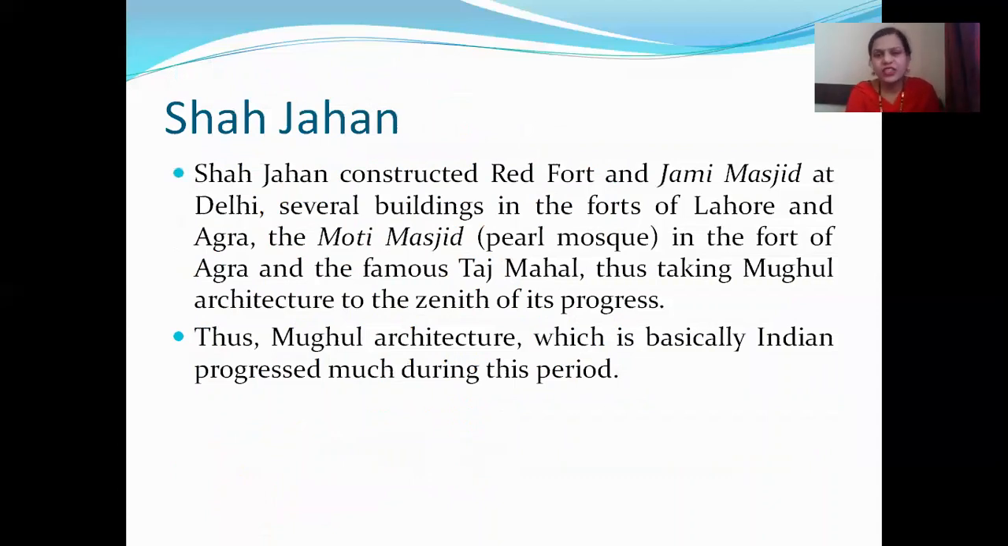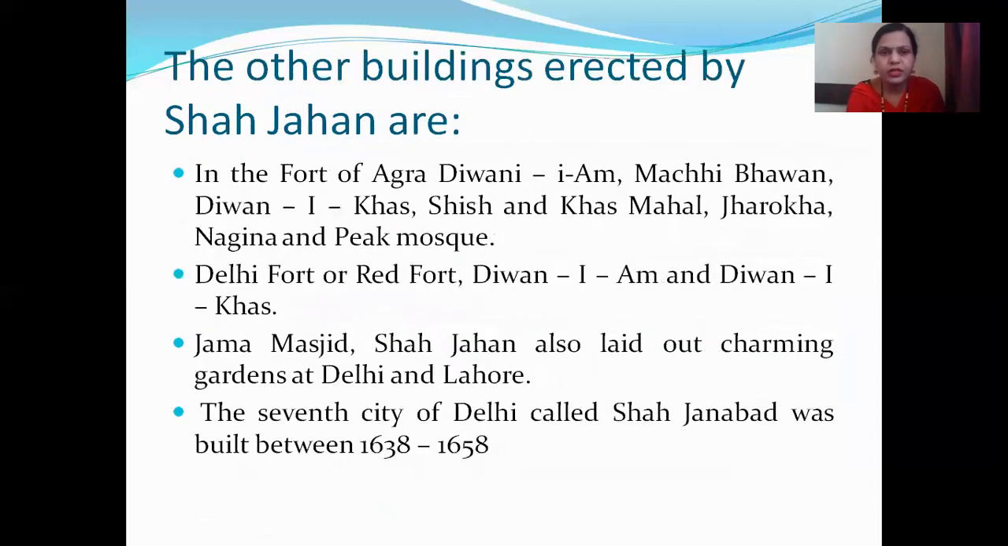Then Shah Jahan constructed the Red Fort and Jama Masjid at Delhi, several buildings in the forts of Lahore and Agra, the Moti Masjid in the fort of Agra, and the famous Taj Mahal, thus taking Mughal architecture to its peak. The Mughal architecture, which is basically Indian, progressed much during this period.